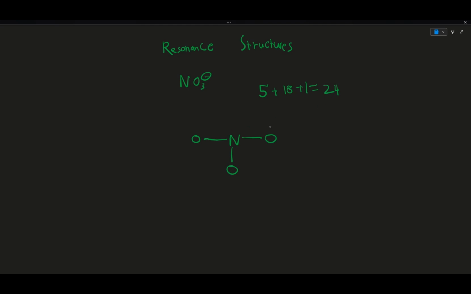So start off by giving the 2 oxygens on the right and left 4, and then this one as well, 4, right? And then now we have 2, 4, 6, 8, 10, 12, 14, 16, 18, and so now we have 6 left. So next, you're going to want to put 2 more on this oxygen, and then 2 more on this oxygen as well.